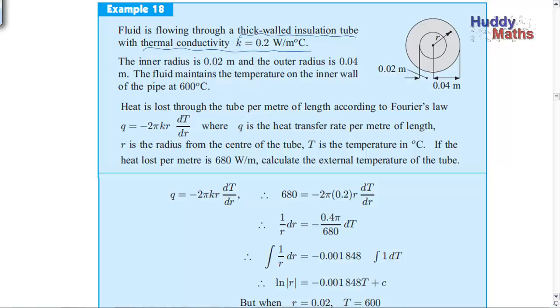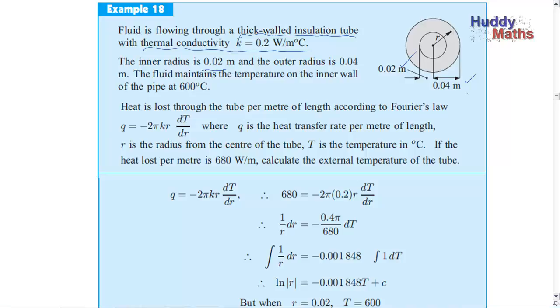Okay, so what's going on here? The inner radius is 0.02 metres, so let's make sure, there it is, that's marked on the diagram. And the outer radius is 0.04. Okay, so it's important to have those two marked on the diagram. Okay, the fluid maintains the temperature on the inner wall of the pipe at 600.